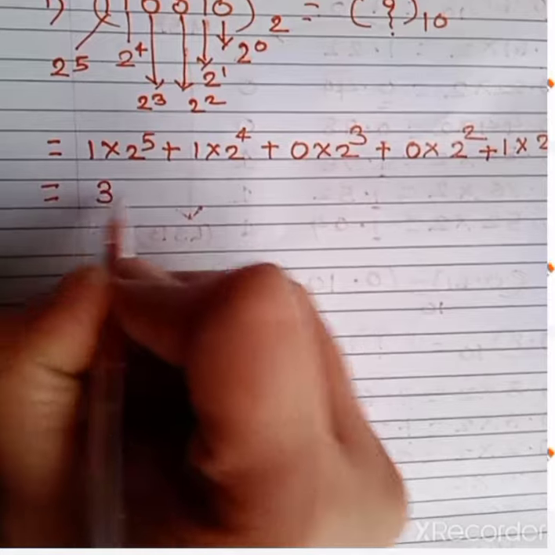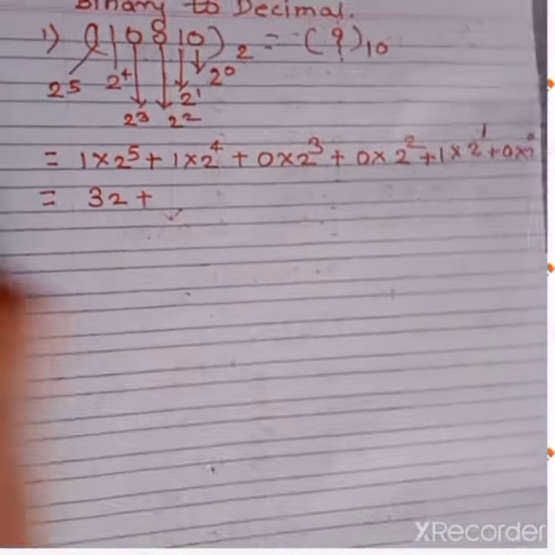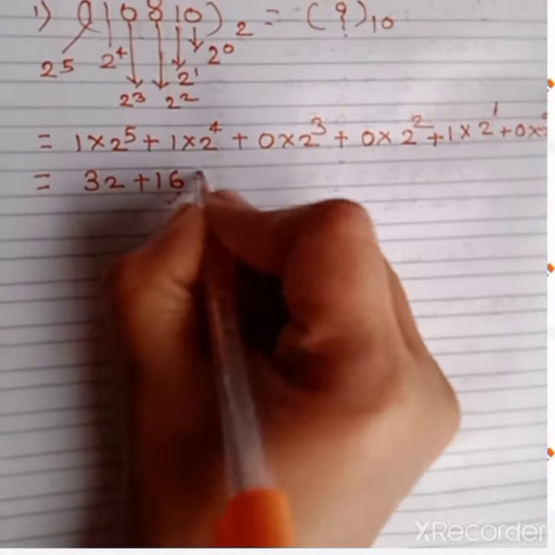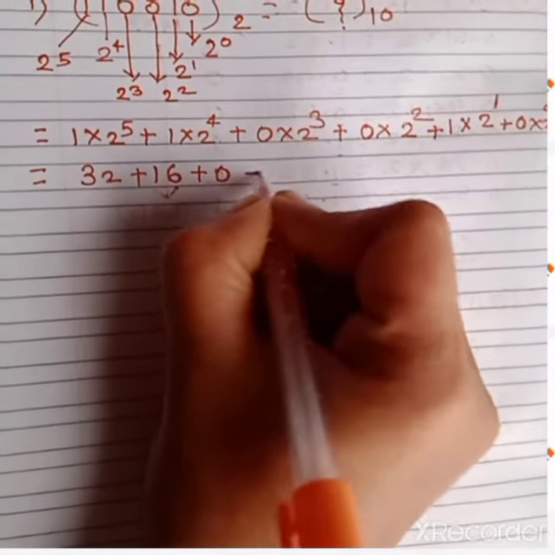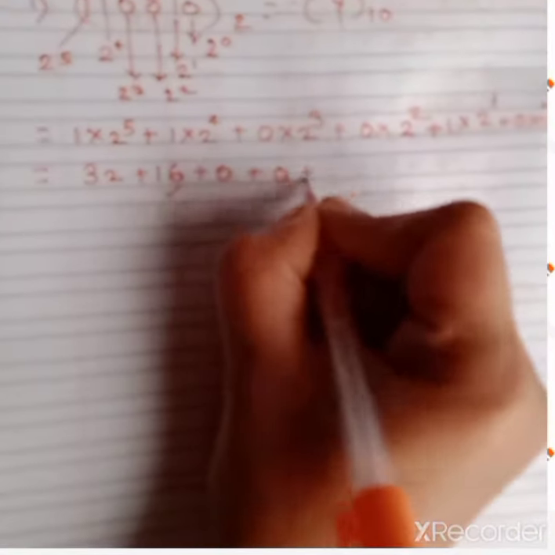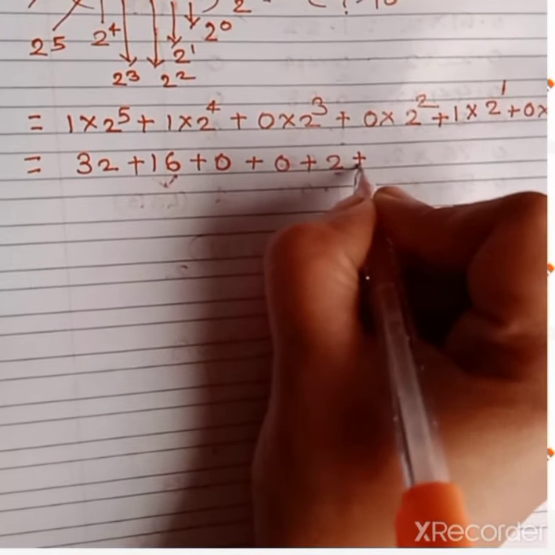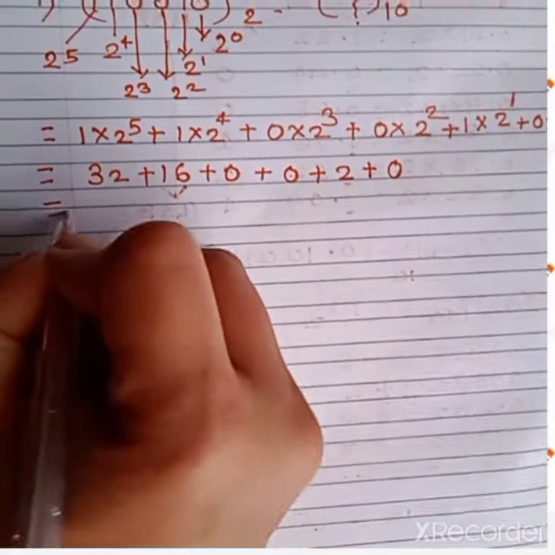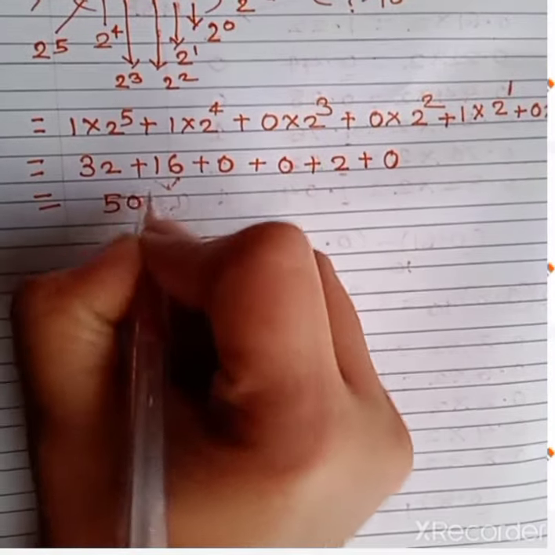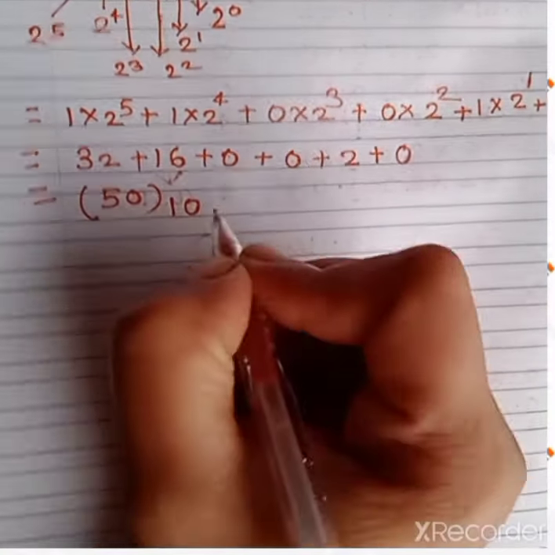2 raised to 5 is 32. 2 raised to 4 is 16. Here 0 will appear. Here also 0. Here 2 raised to 1 means 2, plus 0. So the final answer is 50 to the base 10.